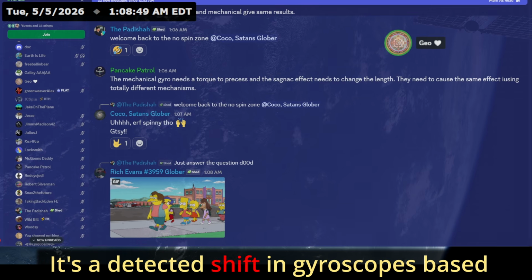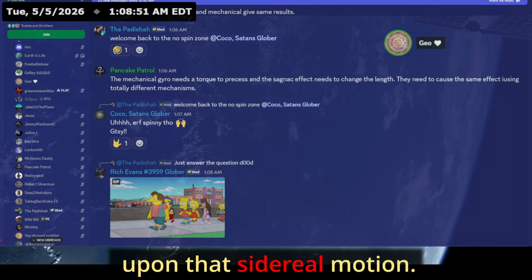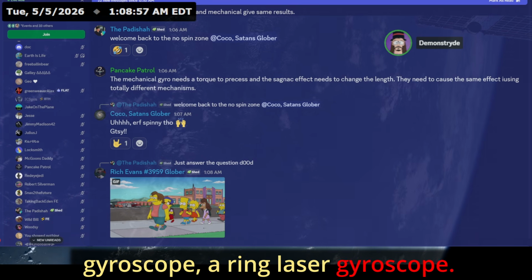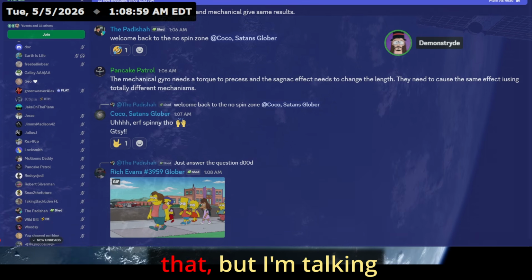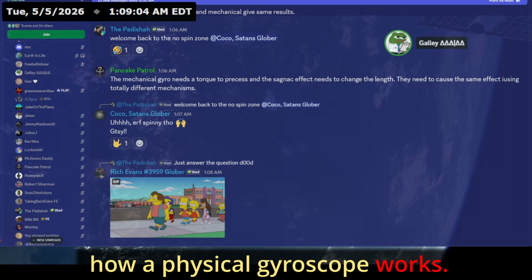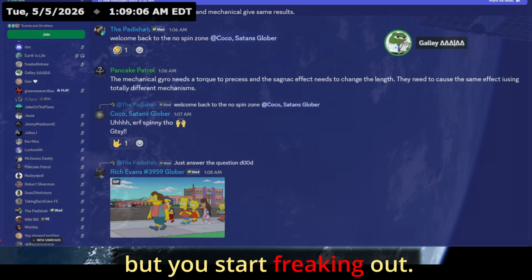It's a detected shift in gyroscopes based upon that sidereal motion. And it's just a physical gyroscope, not a ring laser gyroscope. A ring laser gyroscope, you might have an argument for that. But I'm talking about a physical one. That's why I steel-manned how a physical gyroscope works. I was going to reply to it, but you start freaking out.